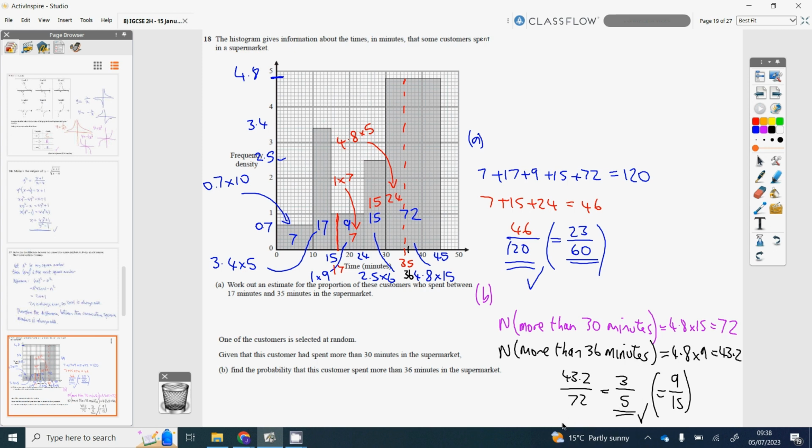So just going over that again, it's the probability. The numerator is those who spent more than 36 minutes. The denominator is those who spent more than 30 minutes, because we're trying to find out how many of those who spent more than 30 actually spent more than 36. I hope that makes sense.